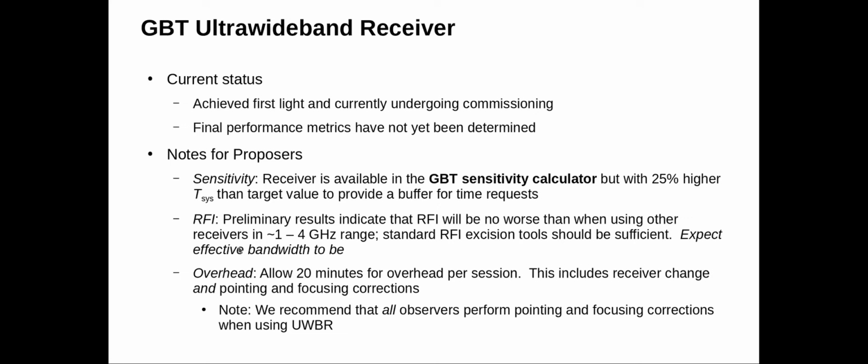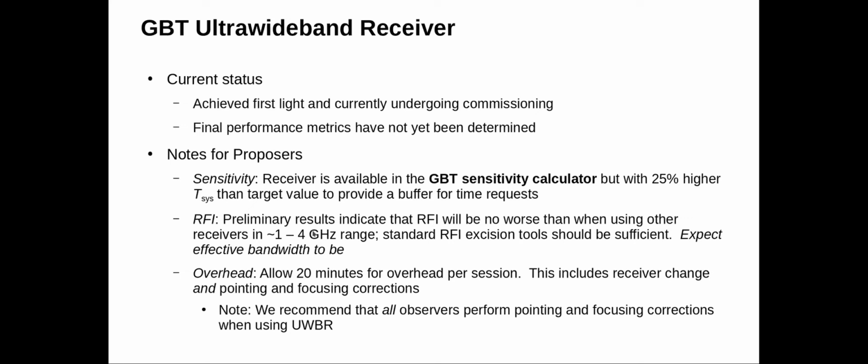RFI: with a receiver this broadband, especially at these frequencies, RFI is a concern. The preliminary data that we have so far seems to indicate that RFI is not going to be any worse than when using other receivers that cover this range. We're going to see the same types of sources that we normally do, but we're not seeing evidence yet that we're getting any kind of compression or nonlinearities over this broader bandwidth. We haven't previously had a lot of data on the RFI in the 3 to 4 gigahertz range. There is some, but it doesn't look terrible.